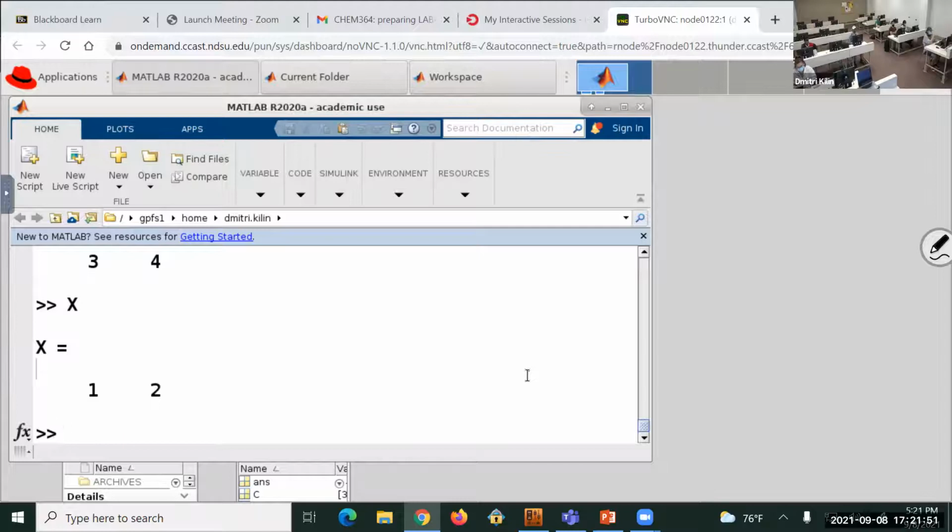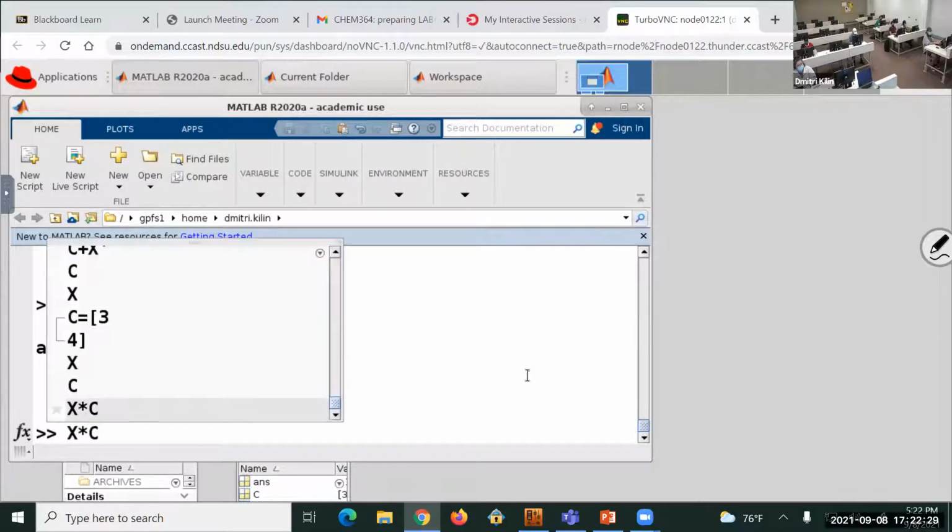Okay, so we decided X to be a row, and then let me define C as a column. So X is a row, C is a column. If you do X times C, what should I get? 1 times 3 plus 2 times 4. So I expect to have 7. Let's check me. No. Why? Oh, 3 plus 8, 11. Right?